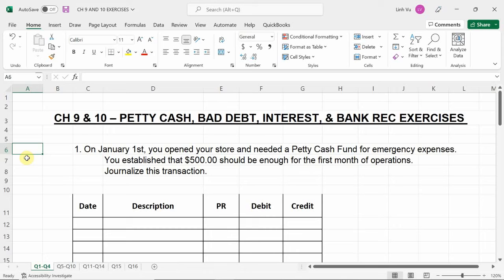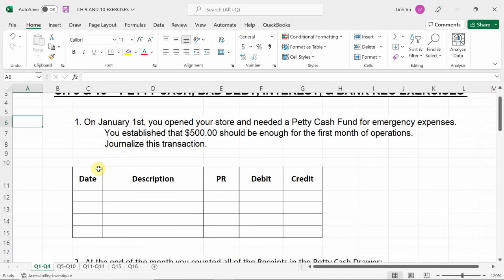Question number 1 says, if on January 1st you opened your store and needed a petty cash fund for emergency expenses, and you establish $500 should be enough for the first month of operations, let's go ahead and journalize this transaction. So remember, rule of thumb here: you only journalize to the petty cash fund when you need to establish, increase, decrease, or close.